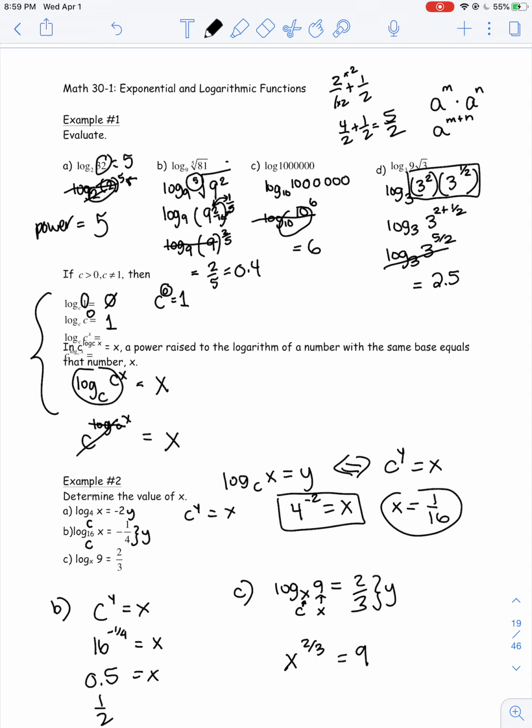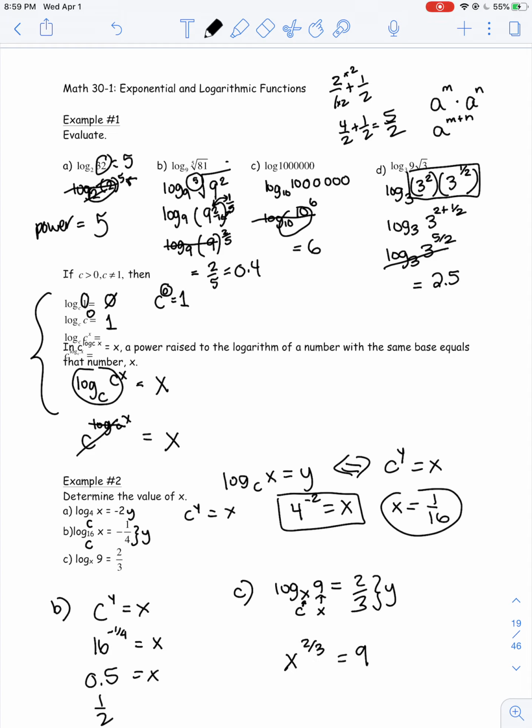To move it to the other side, we would always have to take it to the power of the reciprocal. So if you ever want to get rid of a power, if you do the reciprocal of it, it will bring it to the other side. So instead of to the power of 2 over 3, we're going to take that to the power of 3 over 2. What you do to one side, do to the other.